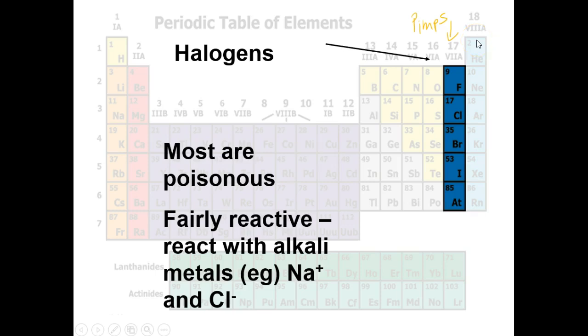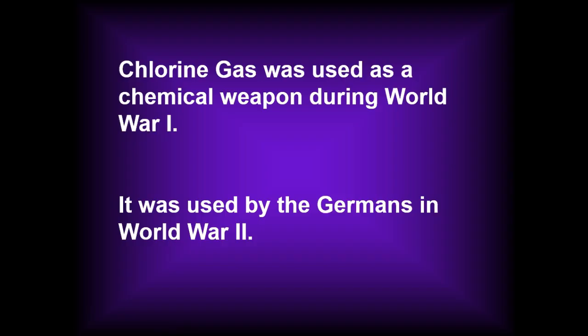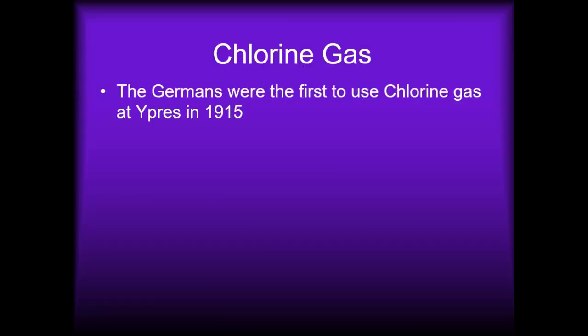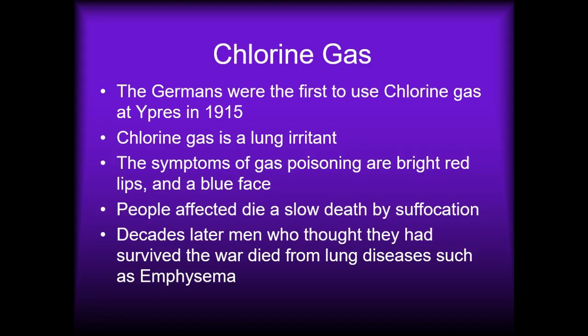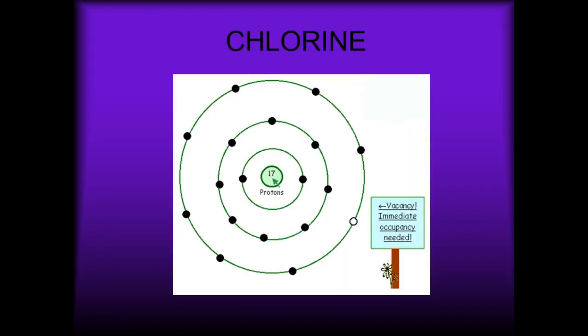Okay. Next one. Okay, so chlorine, this is just some information if you want it. Don't have to write it down, but just know that chlorine gas was used as a chemical weapon during World War I and by the Germans in World War II. And here's some of the effects that it did have on people. Oops, sorry. So you can kind of look over that if you want to. Stop the video and go on. Okay, here's the outside of it, I mean the rings of it.